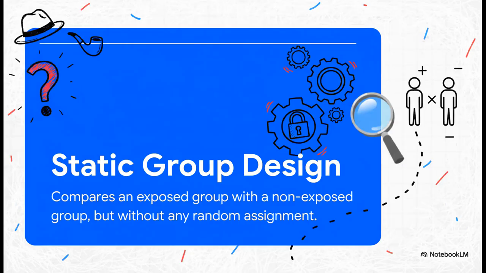Let's open a case file on a super common but flawed quasi-experimental design. It's called the static group design. It's pretty simple. You just compare a group that got a treatment, say they saw a TV ad, to a group that didn't. The flaw seems obvious now, right? The groups might have been totally different kinds of people to begin with.